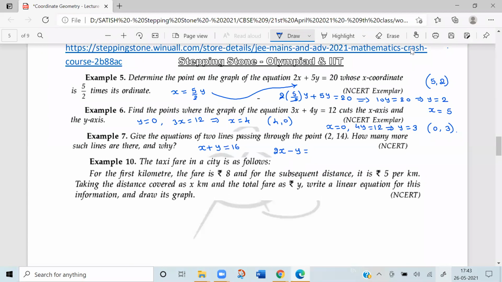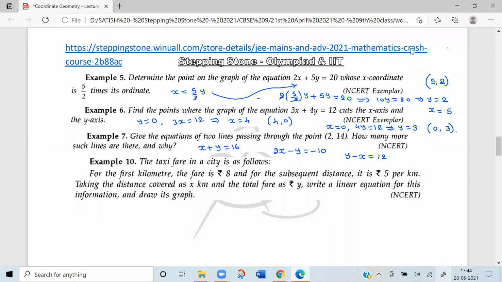And whatever value you get, you write on the right side. So when x is 2, 2x is 4. 4 minus 14 is -10. So (2, 14) lies on this line also. Now, suppose I take y - x equals how much? So 12. That means, like this, how many equations can we write? Infinite. So infinite equations can be written, which means there are infinite lines passing through a point. That is, even geometrically, through a point you can draw infinite lines.